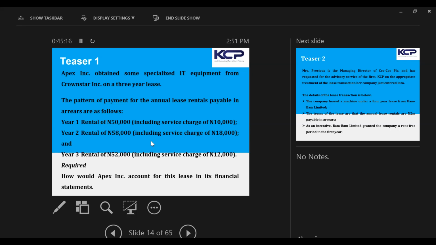Okay, so if it's in the lessee's book, year 1, tell me what accounting entries you are to pass. We are assuming that we are having an average income statement. The only expense there in that period is 50,000. But it would be wrong if I just report rental or lease 50,000 because there is a component of service charge.